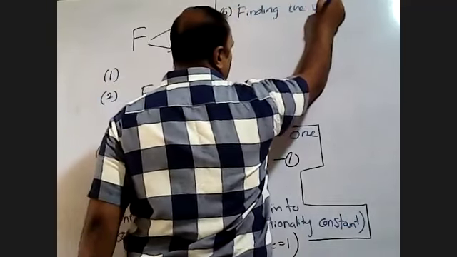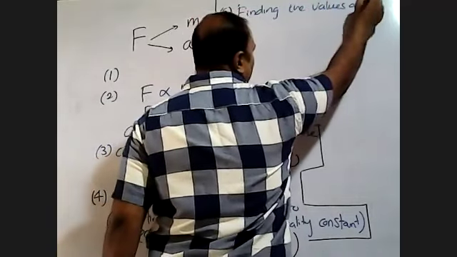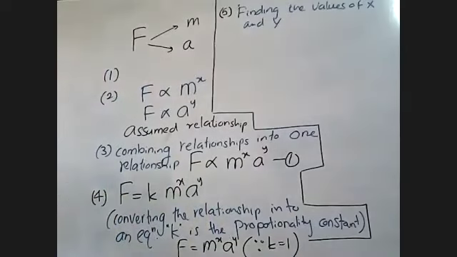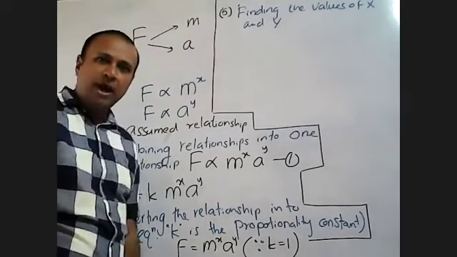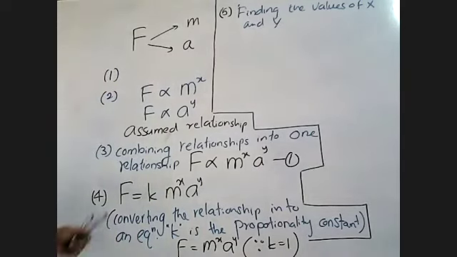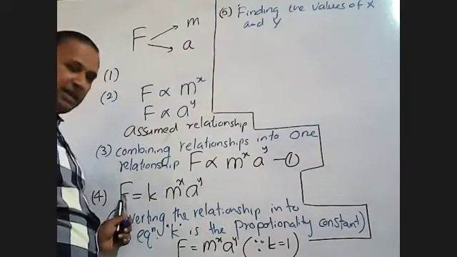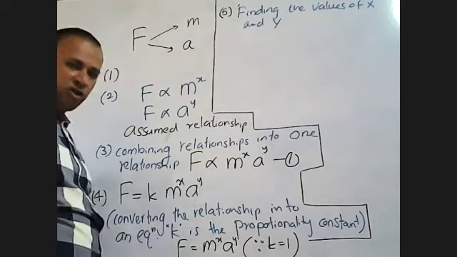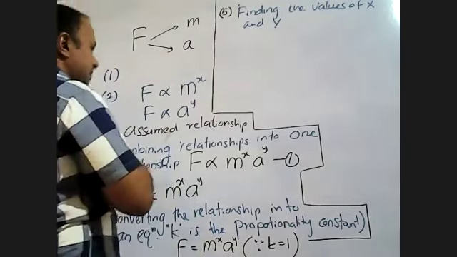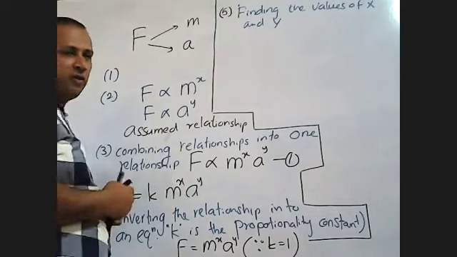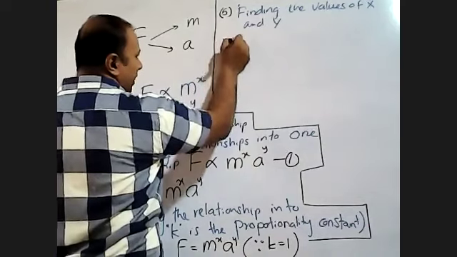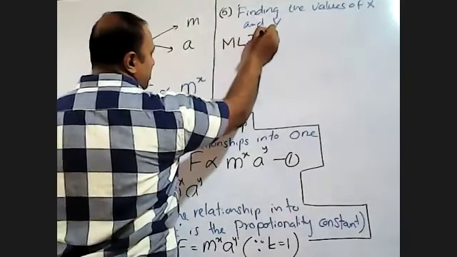Finding the values of x and y. So this is the last step. To find the values of x and y, you have to have that dimensional knowledge. Now you know F is force, M is mass, A is acceleration. So what is the dimension of F? MLT minus 2. Very good.